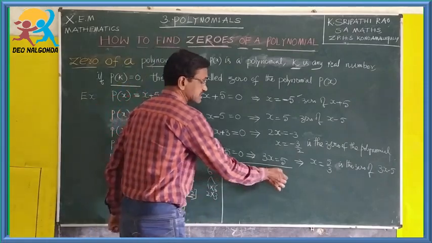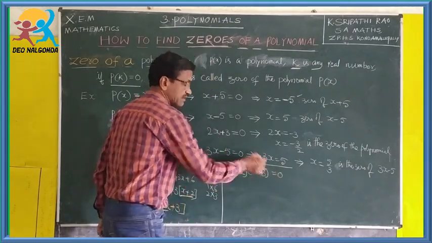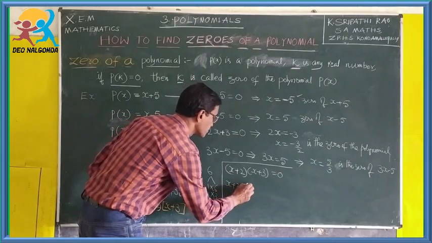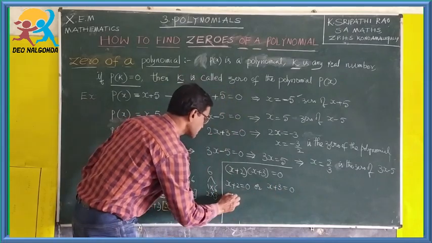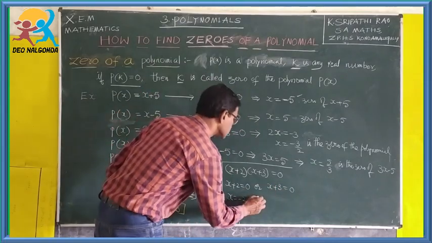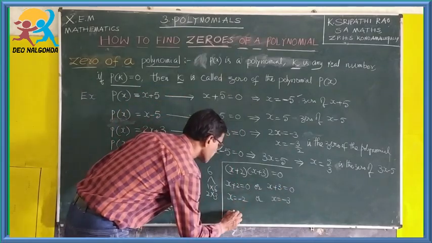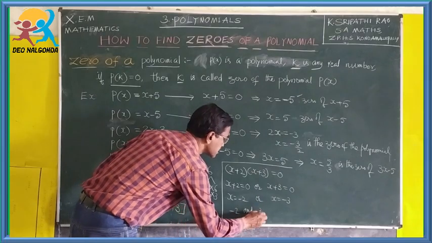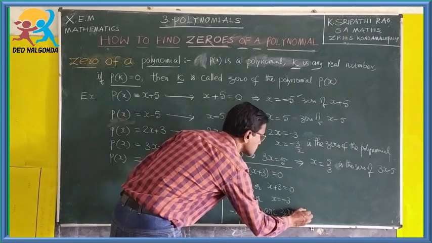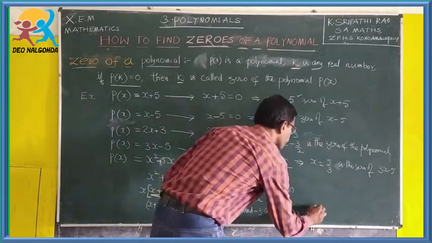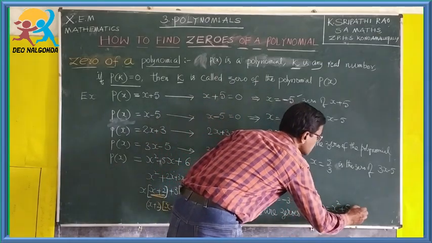Here the product of two numbers is 0, so either may be equal to 0. This may be equal to 0 or that may be equal to 0. Therefore, x plus 2 is equal to 0 or x plus 3 is equal to 0. Here x is equal to minus 2 or x is equal to minus 3. These two, minus 2 and minus 3, are the zeros of the polynomial p of x is equal to x square plus 5x plus 6.